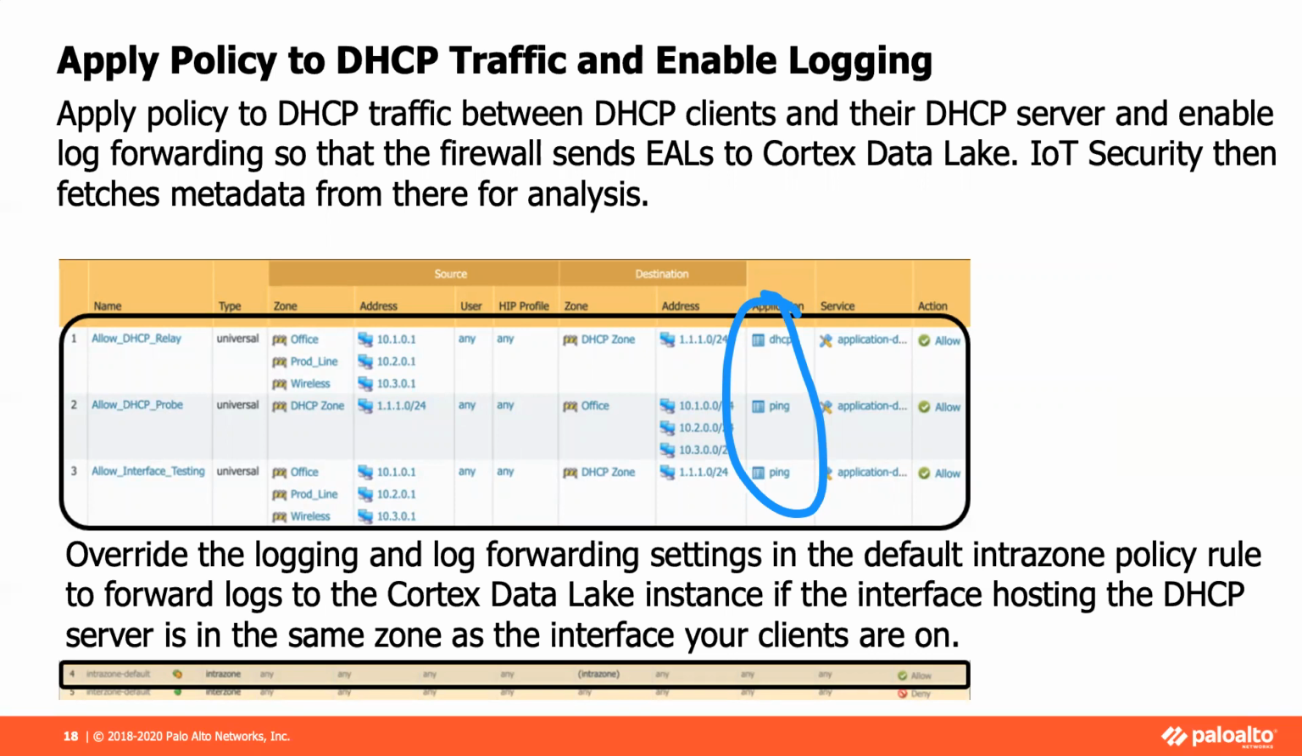But remember, you need security policy rules with allow and deny actions for things to show up in your traffic logs. Also, especially with Prisma Access, make sure you turn on the logging for your default rules, because if you don't have explicit rules, it's going to fall to your default rules.